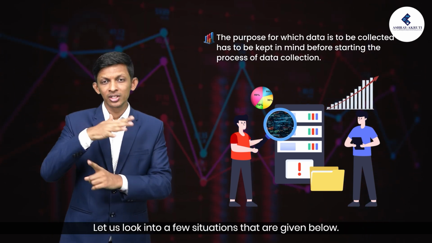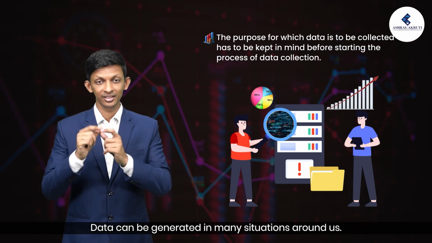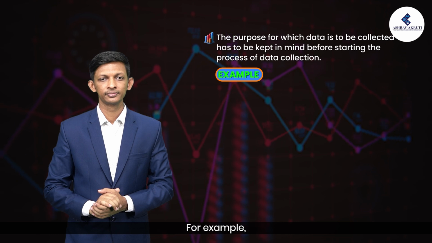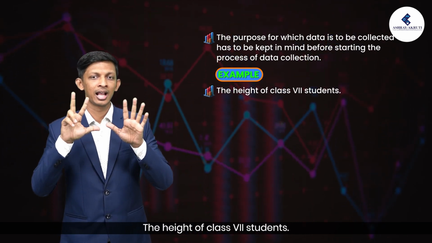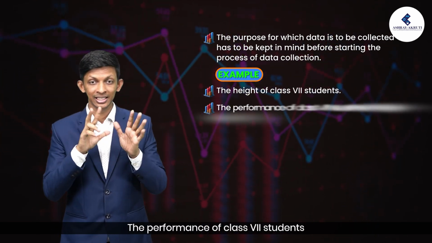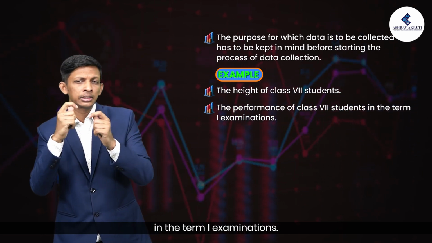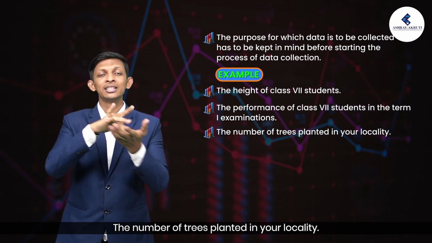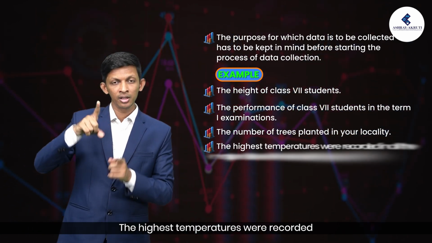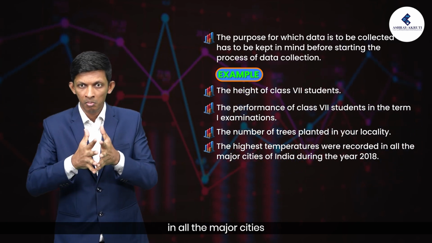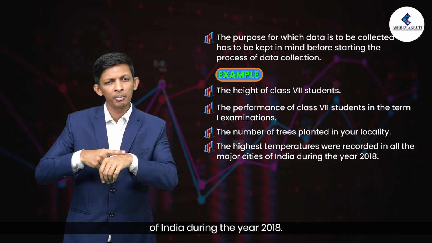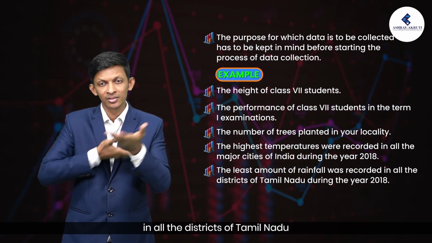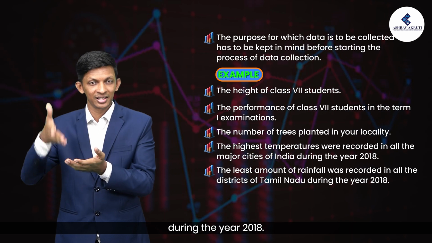Let us look into a few situations that are given below. Data can be generated in many situations around us. For example, the height of class 7 students, the performance of class 7 students in term 1 examinations, the number of trees planted in your locality. The highest temperatures were recorded in all the major cities of India during the year 2018. The least amount of rainfall was recorded in all the districts of Tamil Nadu during the year 2018.